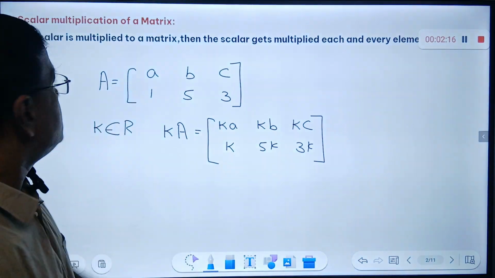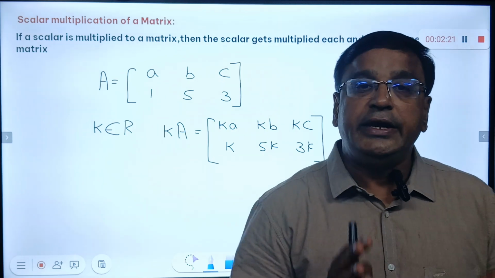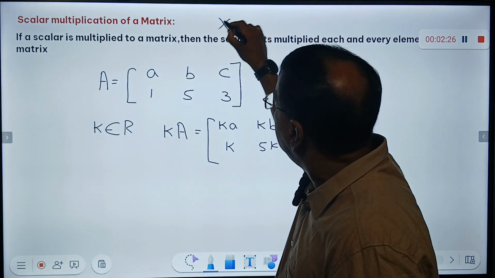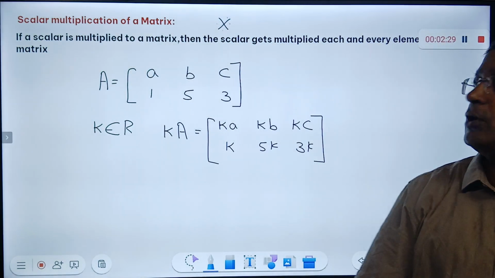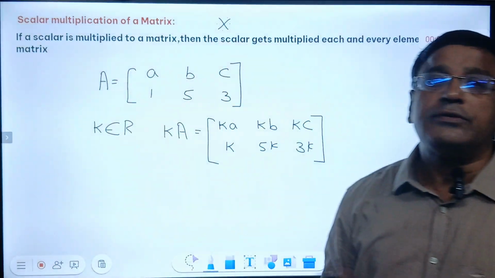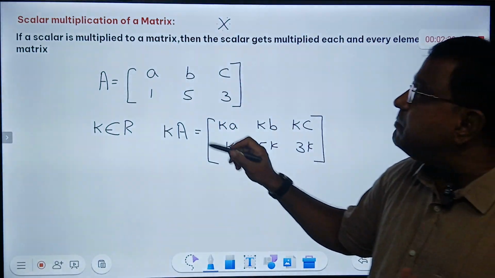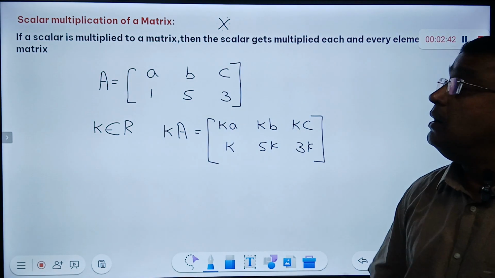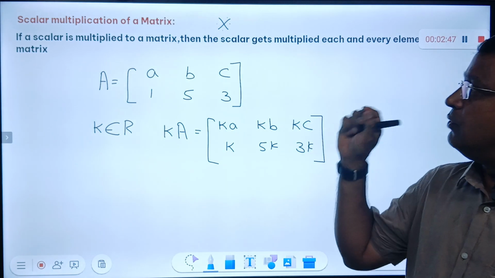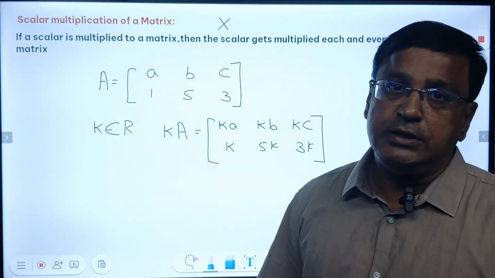That is what is mentioned here. If a scalar is multiplied to a matrix, the scalar gets multiplied to each and every element of the matrix. This is a very, very important idea. We will be using this idea in various problems. Here the scalar is K, and it gets multiplied to each and every element of the matrix. It is not that it gets multiplied to only one row or one column, but it gets multiplied to every element in the matrix.